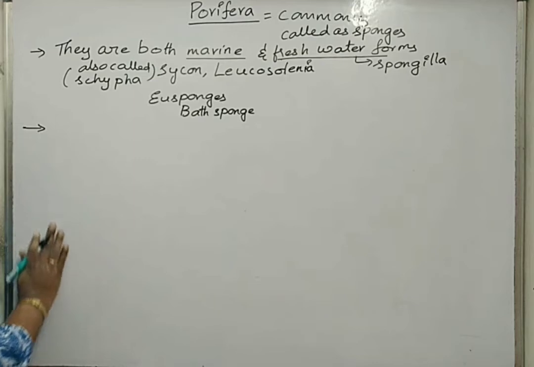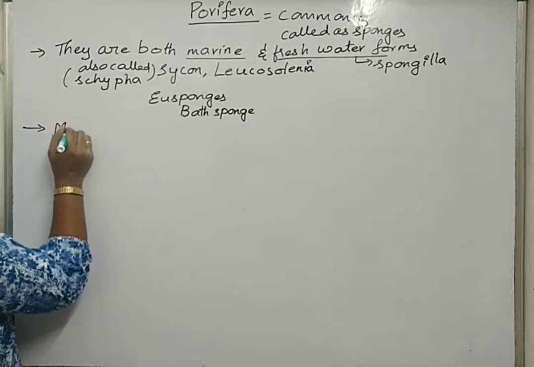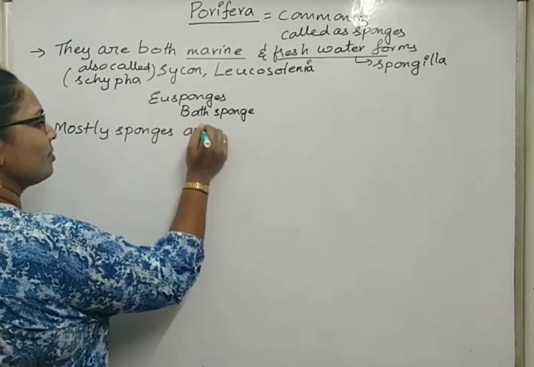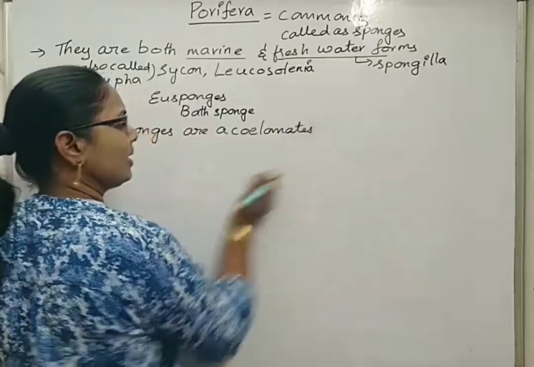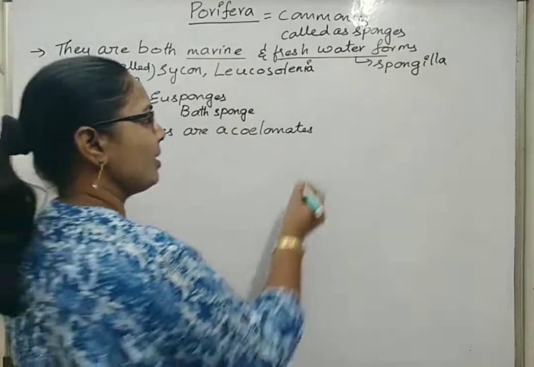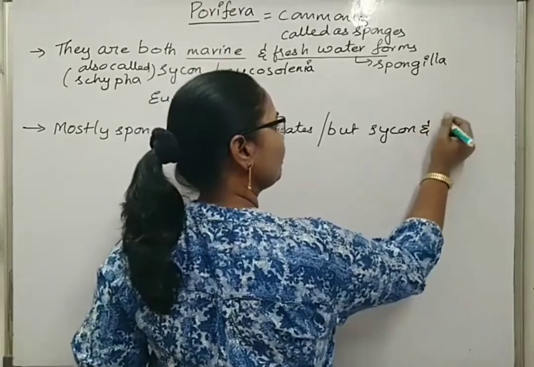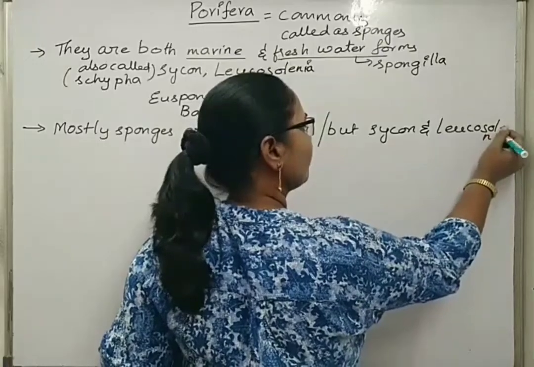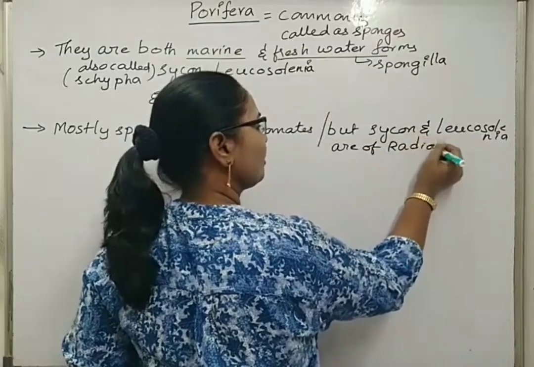Basically, most of the Porifera or the sponges are acoelomates, means there is no coelom. But Cycon and Leukocylenia, these both are exhibiting radial symmetry.